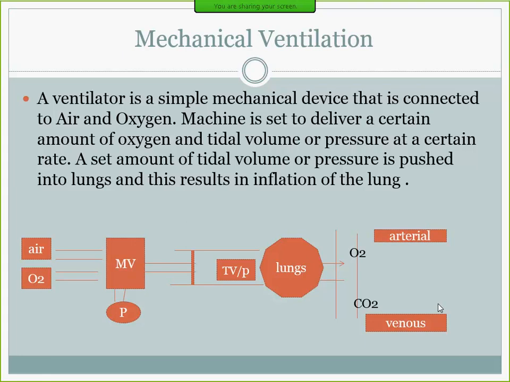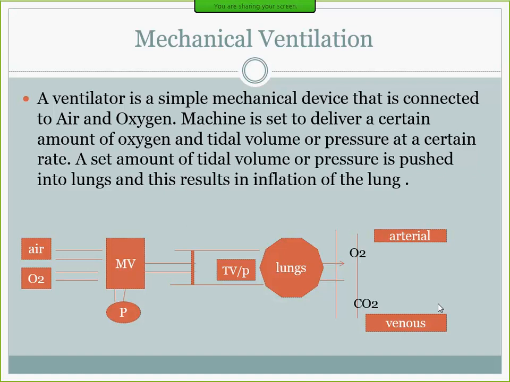So what is a ventilator? It is like a computer. It is a simple computer. It is a machine which is connected to the air and oxygen. And then you tell the ventilator what you want to ventilate. You want to either control the volume or you want to control the pressure. You cannot control both of them at the same time. You can only control one.